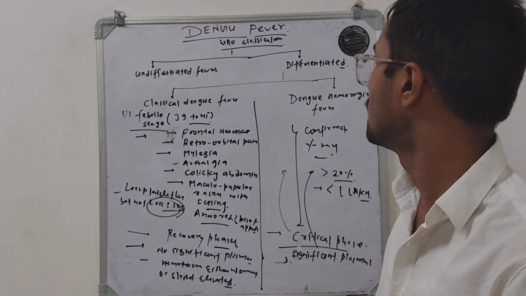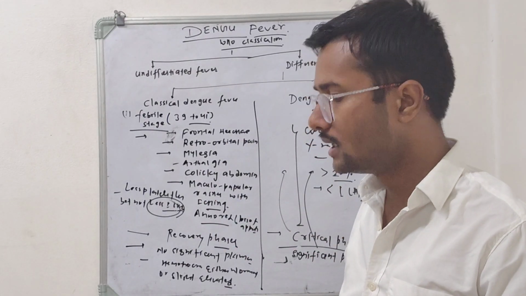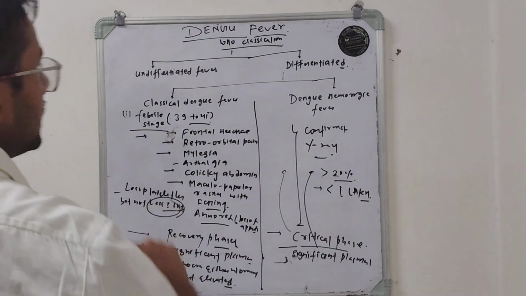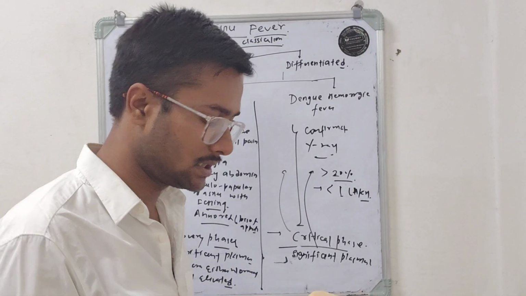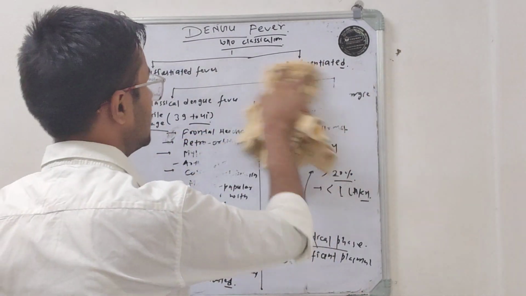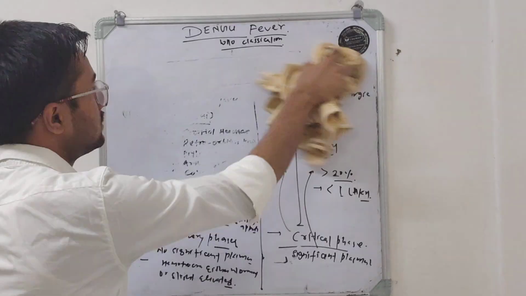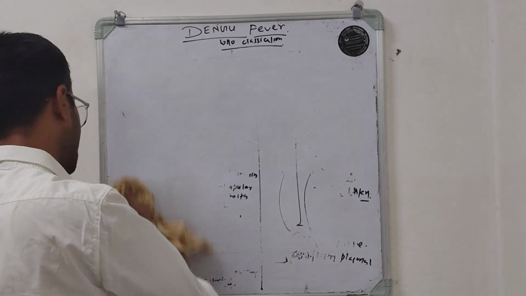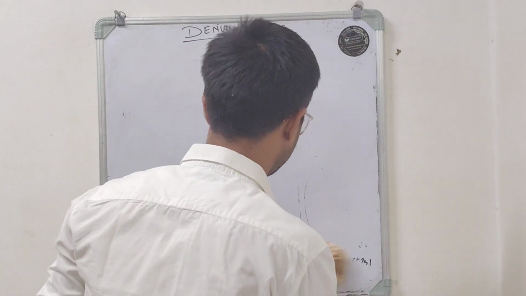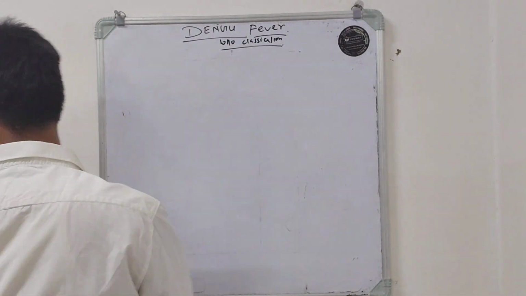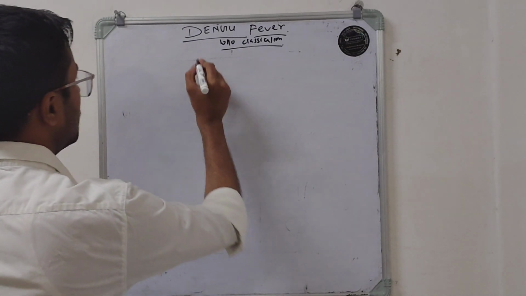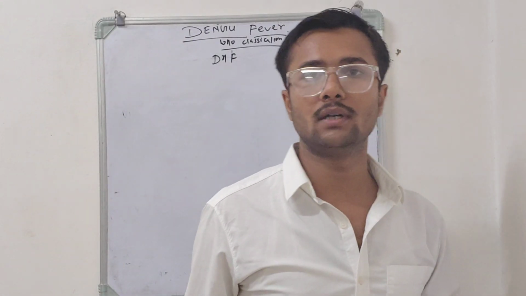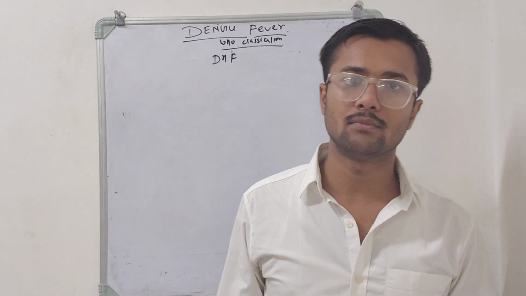So this is all about the clinical features of dengue hemorrhagic fever and classical dengue fever. Now, this dengue hemorrhagic fever is further divided into two more categories. What are the two categories into which dengue hemorrhagic fever is further classified? In dengue hemorrhagic fever, what happens? There is the significant plasma leakage now.